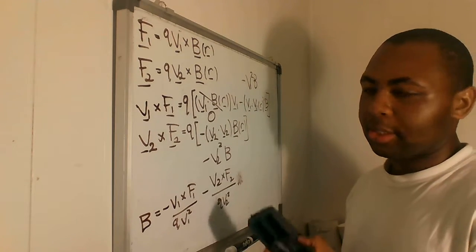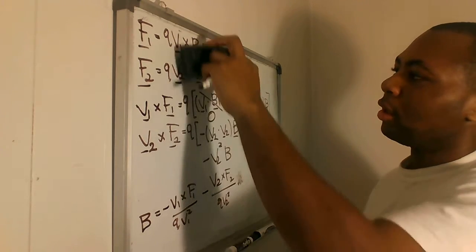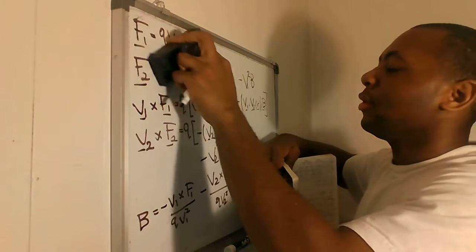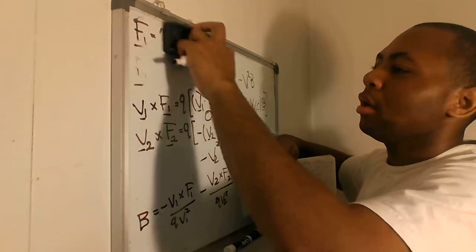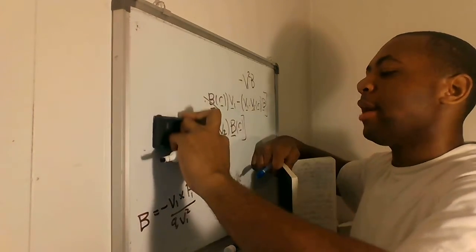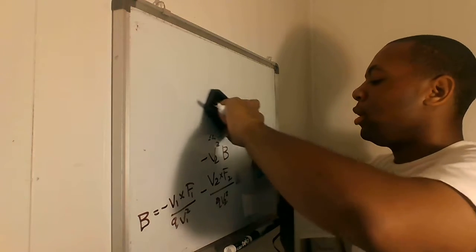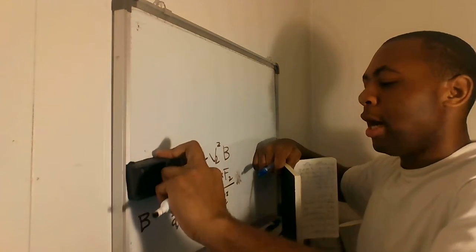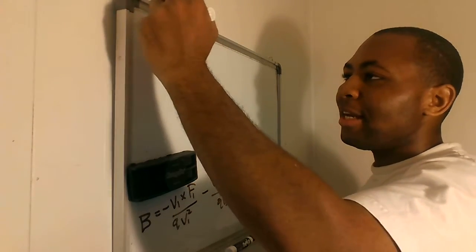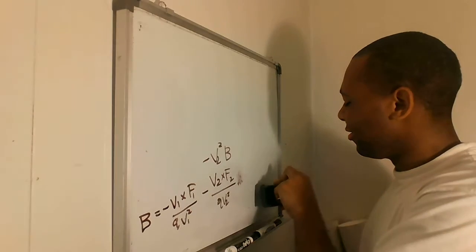Yes, I have a magnetic eraser because I'm slow like that. Let's get rid of you. Cause I'm slow like that. Gotta get that B by itself. That B by itself. We gotta get that B by itself.